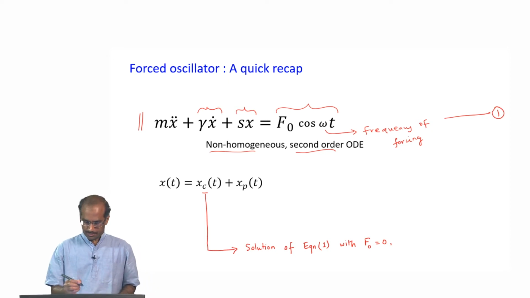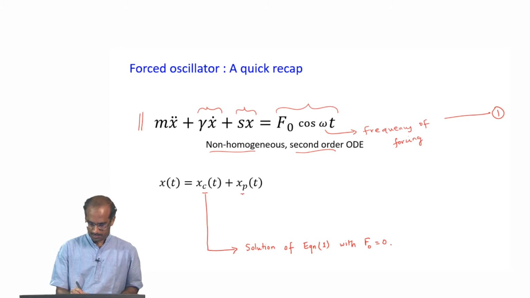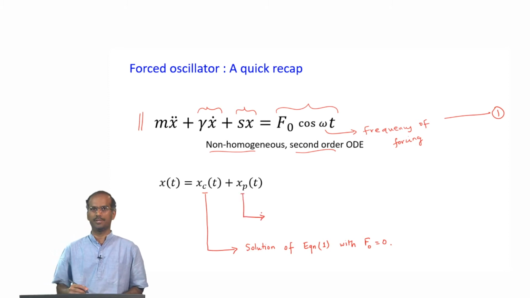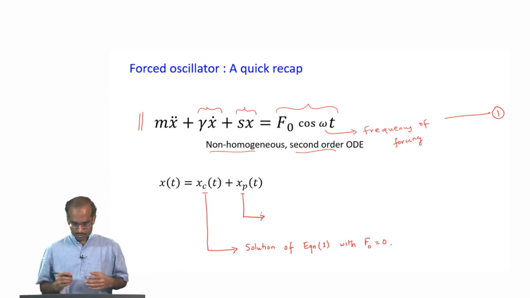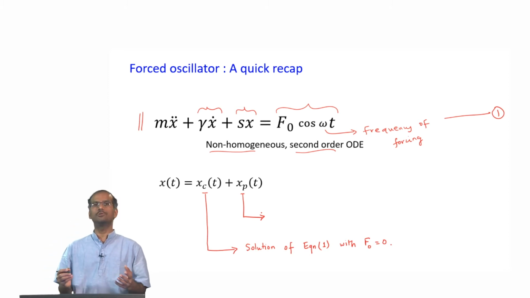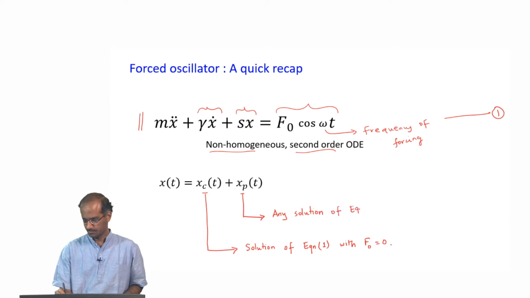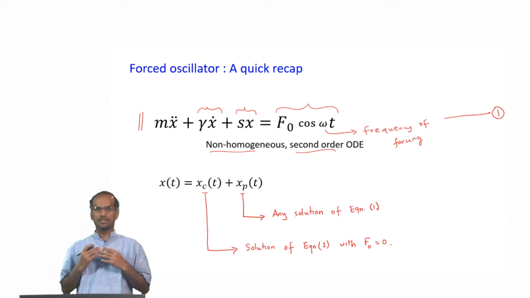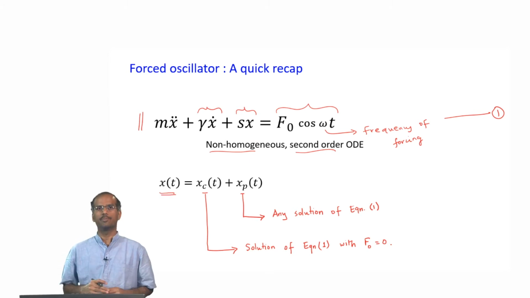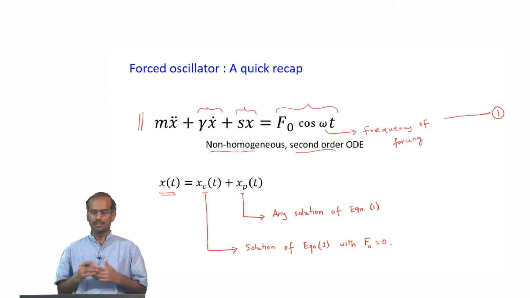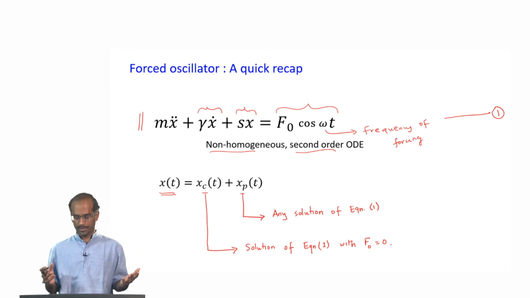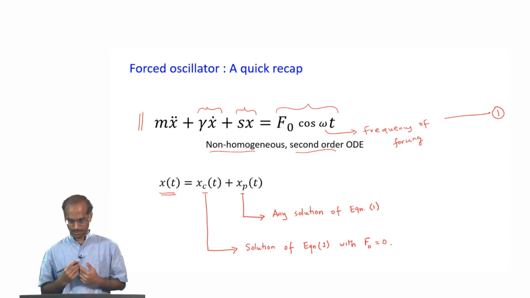There is a second part of the solution which is called the particular solution, which is denoted by x p here. This particular solution is any solution of equation 1. The general solution, which is denoted by x as a function of t here, consists of these two parts, the complementary part and the particular solution.